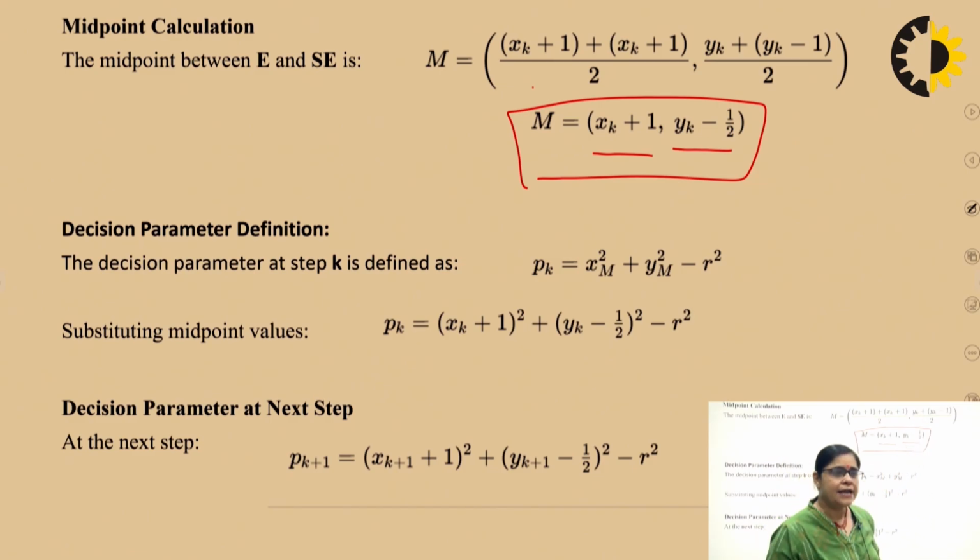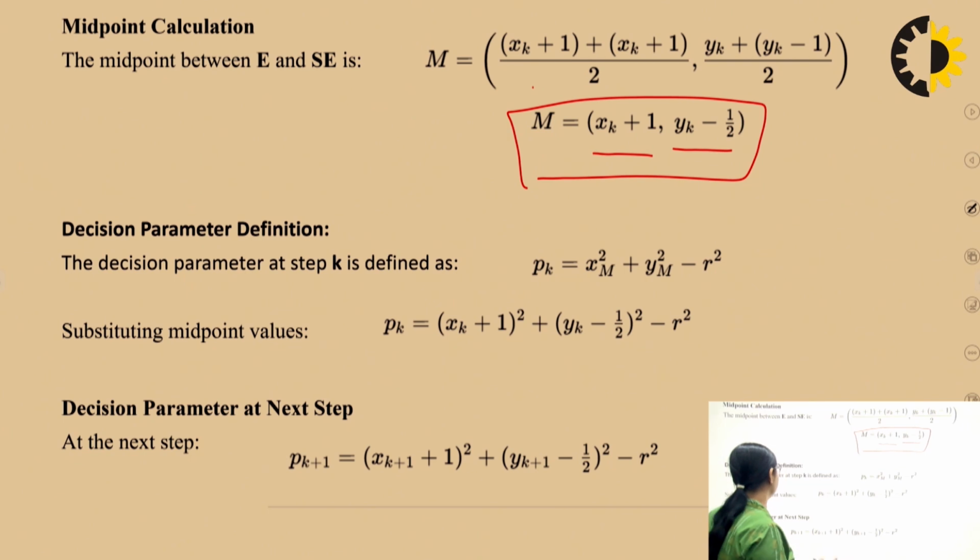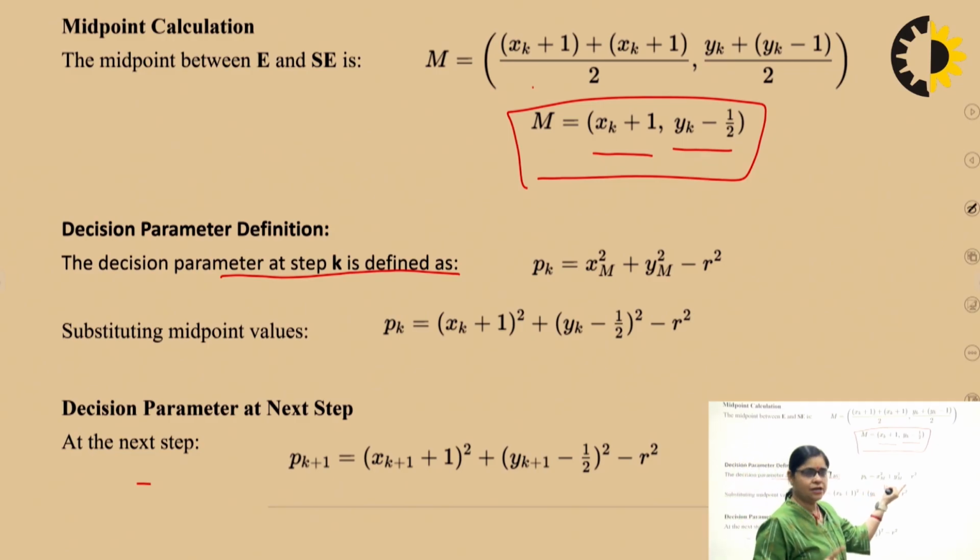Now, again I am taking the decision parameter definition. The parameter at step k is defined using the equation x squared plus y squared minus r squared, which I am taking for the kth position. Pk is equal to x squared m, where m represents your midpoint, plus y squared m, which also represents the midpoint.